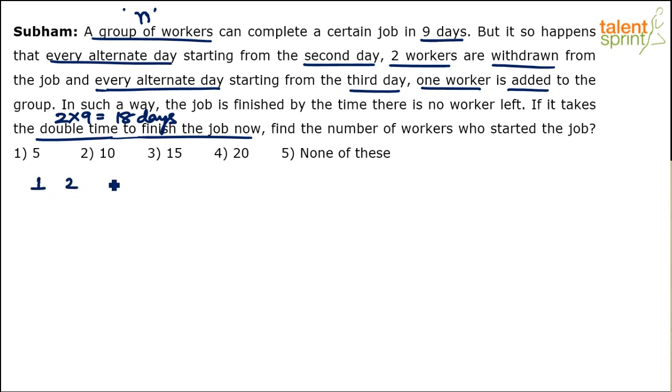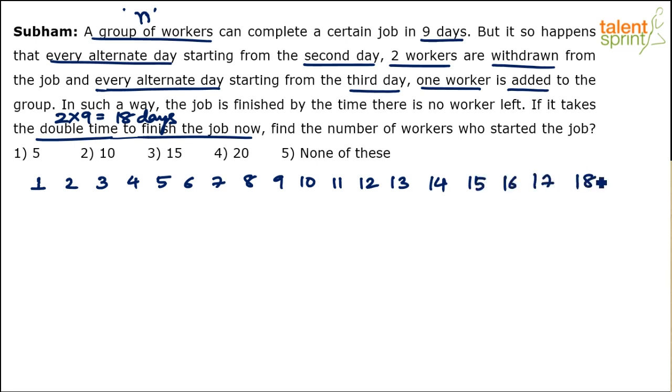Like first day, second day, third day, fourth day. Let's just do it this way to see. I know it looks a little time consuming, but it's very easy to crack this way. It's like one single step that you need to perform after you have understood the way additions and subtractions are happening. So these are days, day 1 to day 18, right? 1, 2, 3, up to 18. So 18 days. Now we'll start with n workers on the first day.